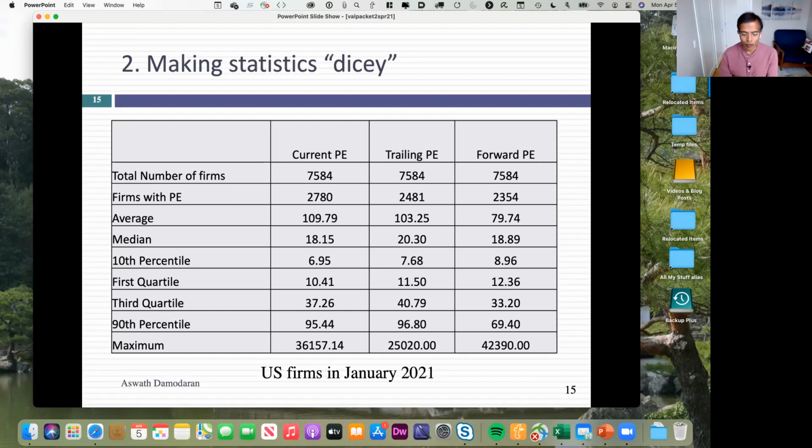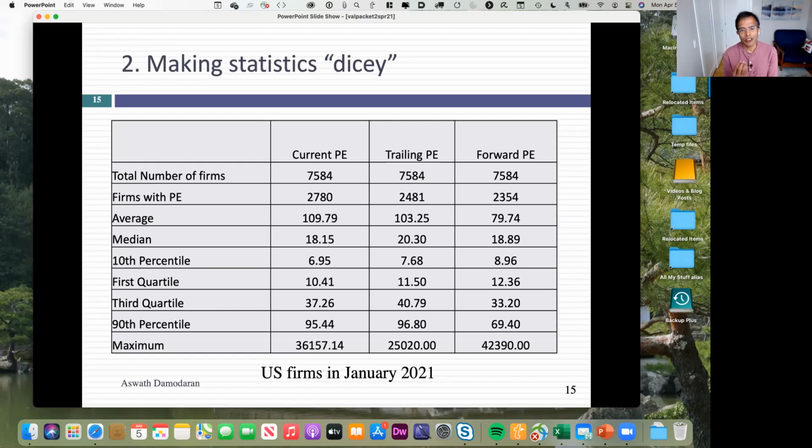In fact, as I go from current to trailing to forward PE, I lose another 420 firms. I lose them for forward PE. What do I need for forward PE? I need expected earnings in the next 4 quarters. The only companies I can get those for are companies tracked by analysts. We create biases in the most subtle ways by the multiples we use and how we choose to define them.